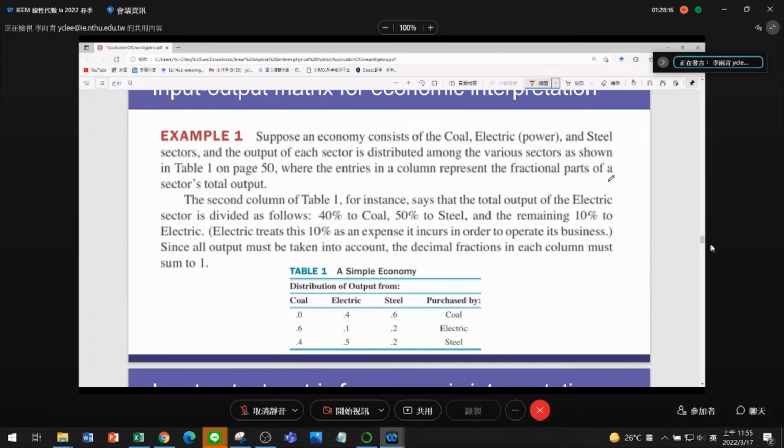Suppose we are discussing a part of the economy that contains just these three sectors: coal, electricity and steel. In an actual nation there might be 50, 100 or 150 sectors, many sectors. Here is a simple example, so it is only divided into 3 sectors. So this is just for an example. That's why we only contain 3 sectors in this example. And the output of each sector is distributed among the various sectors as shown in table 1, where the entries in a column represent the fractional parts of sectors' total output.